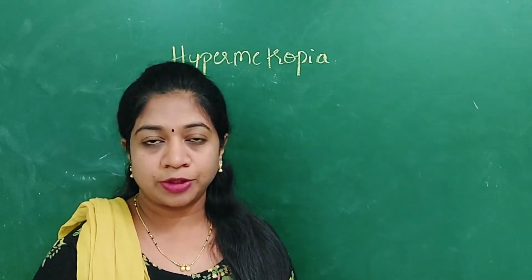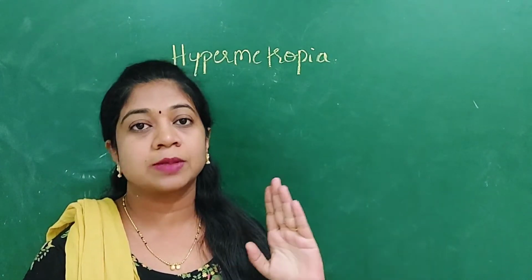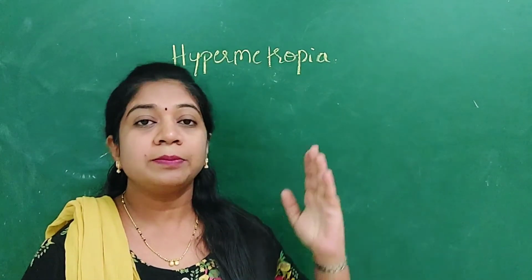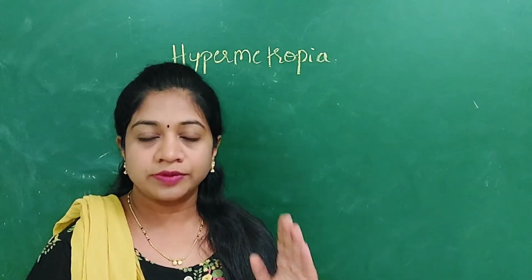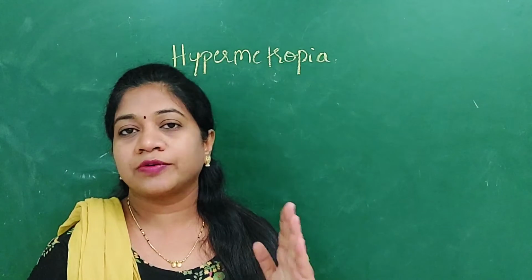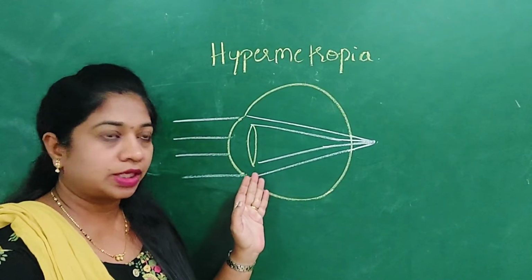So you can define hypermetropia as a refractive state where the parallel rays of light which are coming from infinity are falling behind the retina when accommodation is relaxed. It becomes easy for you if you have watched my previous videos on refraction. So you draw the optical diagram for hypermetropia.